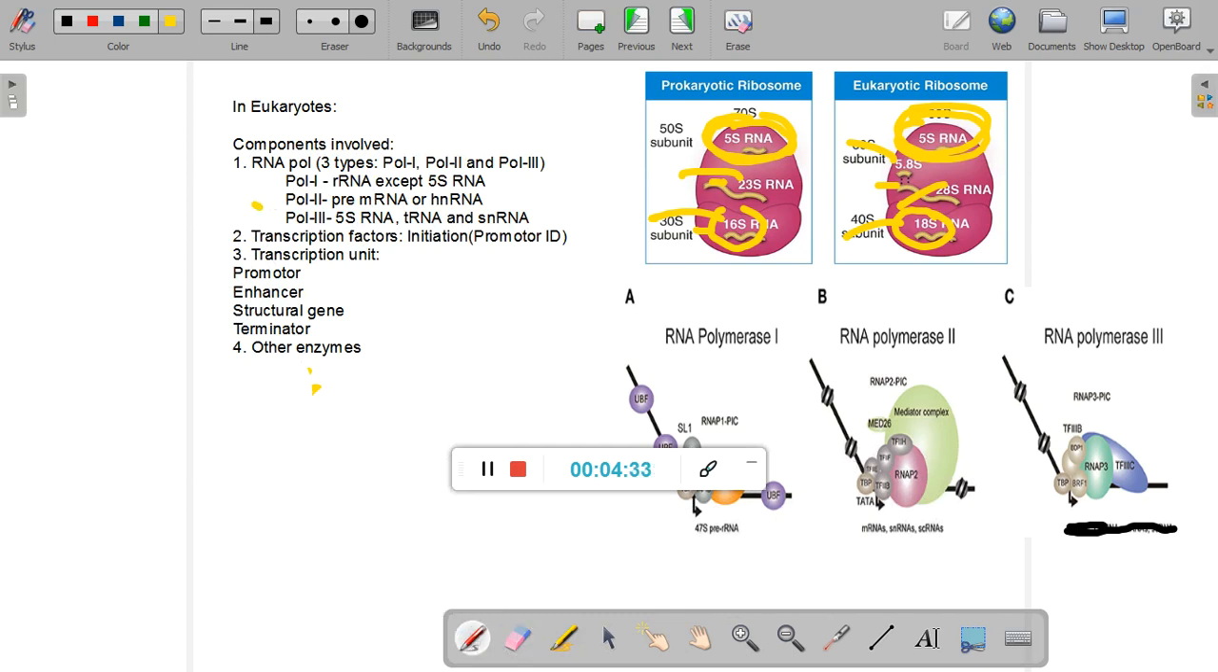The function of RNA polymerase 2 is to make pre-mRNA. Let me just write it down and then I'll explain it to you. What is pre-mRNA?